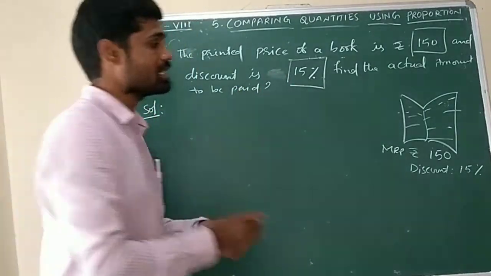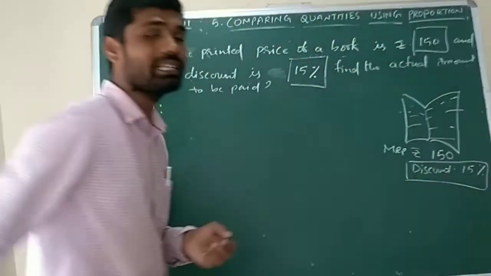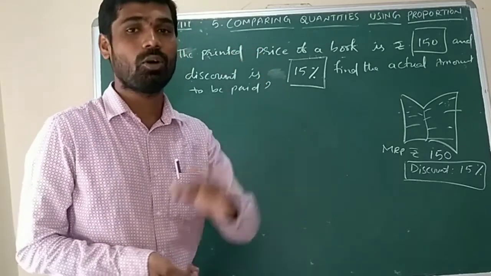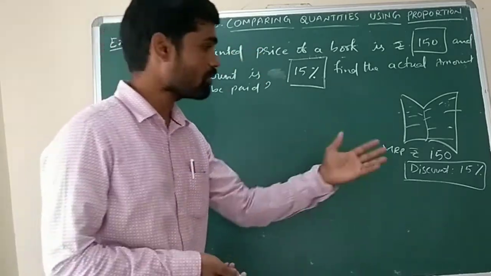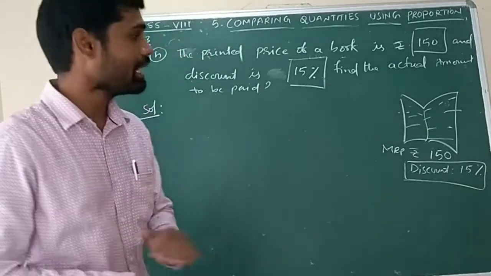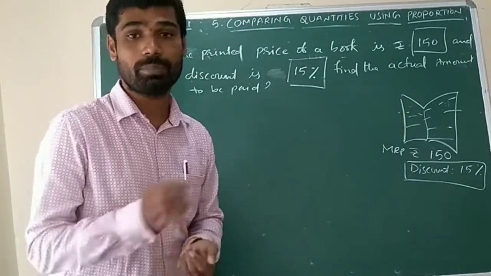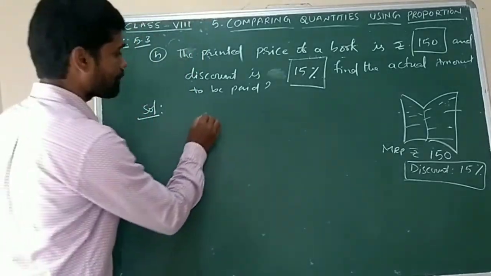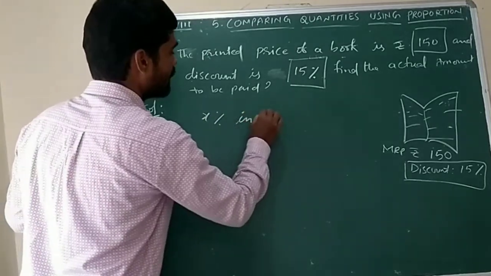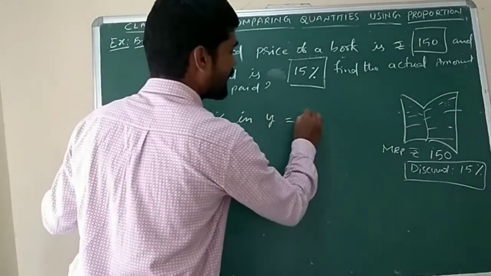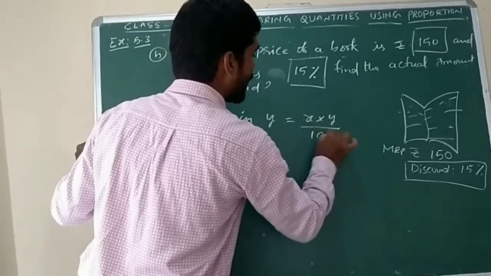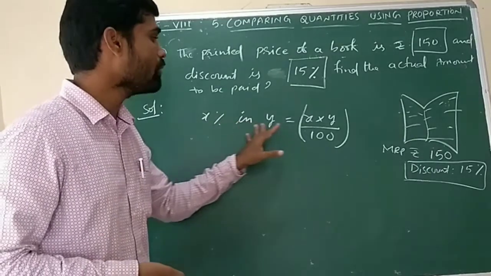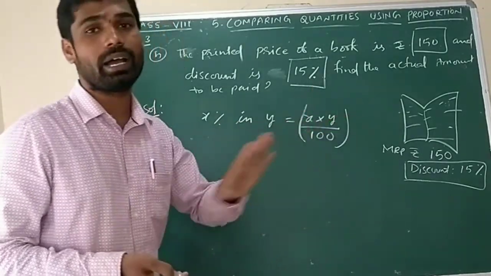So here the task is finding the discount. What is the discount percentage? 15%. Discount means less. So we have to find what 15% of 150 rupees is. In the previous sessions we have written the formula, so in the same way we can write it. X% of Y is X into Y by 100. You just have to remember this formula: X% of Y is X into Y by 100.